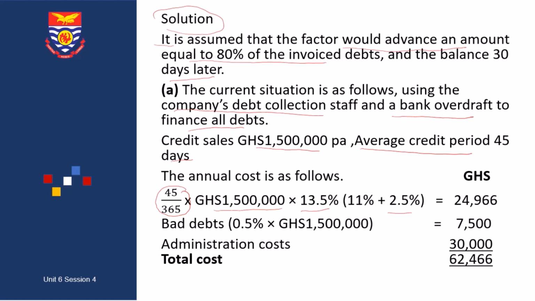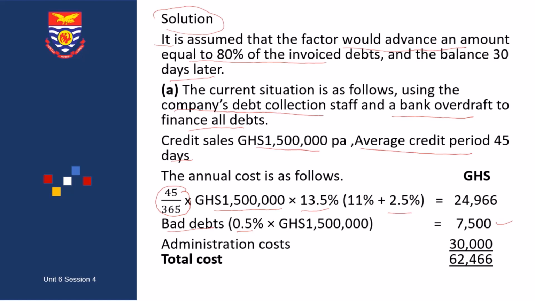So we are going to get 24,966. Of course, if they are to collect the debt themselves, they will incur a bad debt. They will incur a bad debt of 0.5% of the credit sales figure. That's what they said. So the bad debt is going to be 7,500. So this is the 0.5% of the credit sales figure.